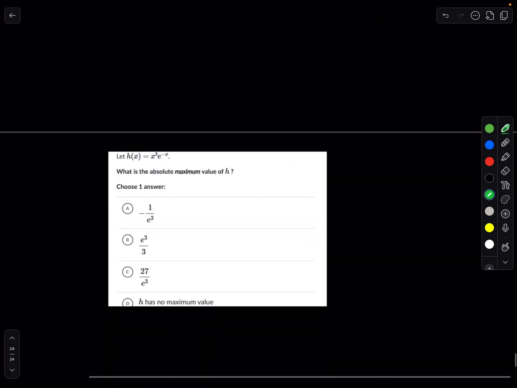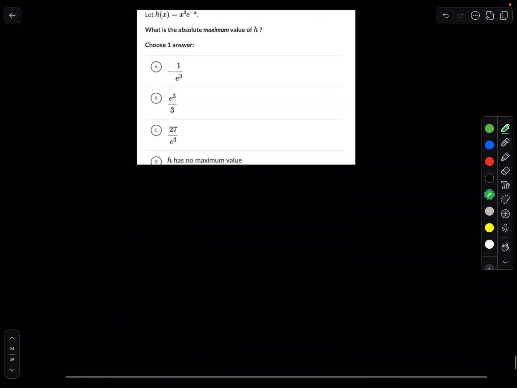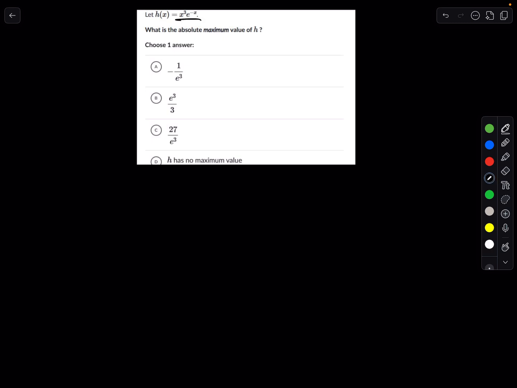And here's the final meal for the day. Let's tackle this question. Let h of x be this thing right over here. What is the absolute maximum value of h? Well, here they don't ask for the point in this graph where it takes the maximum value. Here they ask what's the value. So we will have to find the x value and then plug it into our main equation at the top.